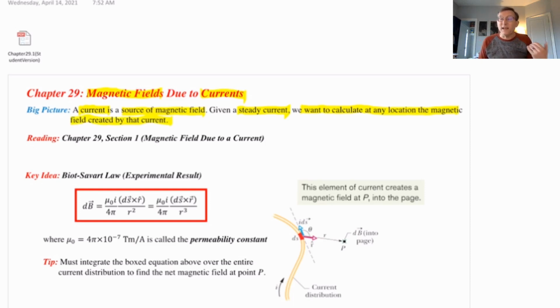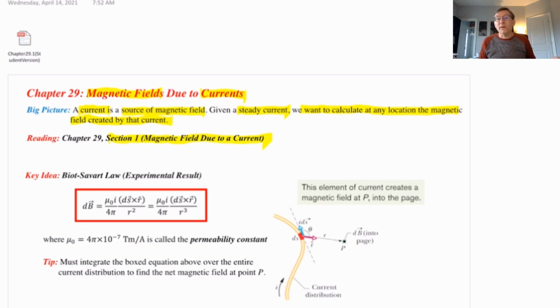And when we did electrostatics, we spent 2 whole chapters studying the electric version of that scenario. Given a configuration of electric charge, calculate at any location in space the electric field created by that charge. Now we're doing the magnetic version. Given a steady electric current, pick a point in space and calculate the magnetic field created by that current. So let's dive right into section 1, chapter 29, which is going to give us the necessary physics to calculate the magnetic field due to a current.